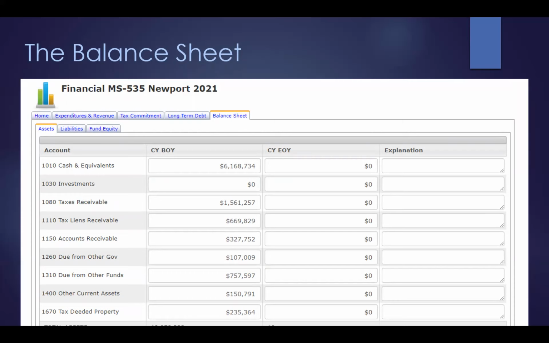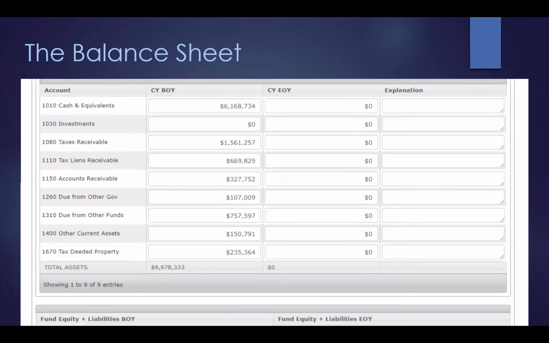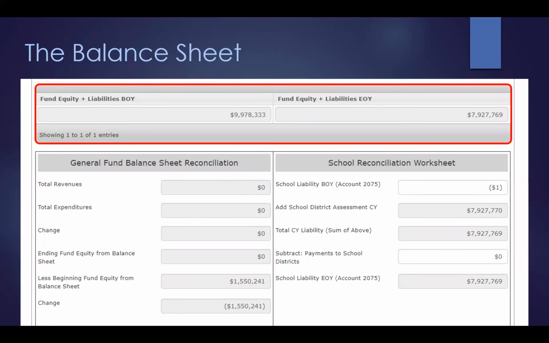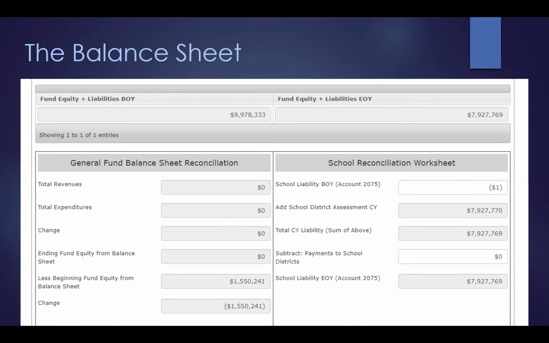So this is going to look a little familiar. We have the same sort of sub-tabs across the top, only in this case we're looking at assets, liabilities, and fund equity. And then below that you'd see the contents for whatever tab we're on. Now, down at the bottom, these things are always visible, no matter what tab of the balance sheet you're looking at. And what we're seeing here are our beginning and end of year totals up here at the top.